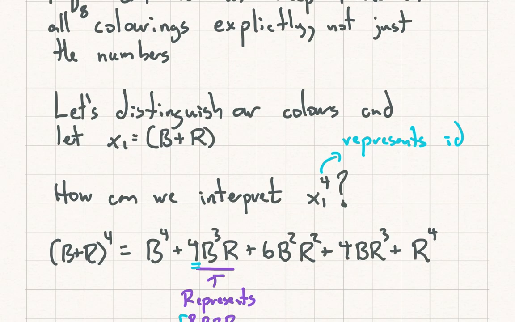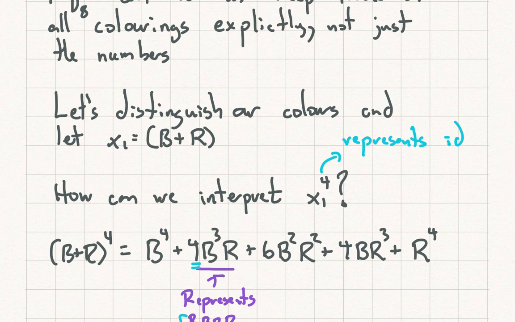And we were working towards doing a little bit better than that. The whole idea was we want to keep track of the colorings themselves and not just the number of colorings. So here, if we set x1 equal to b plus r, we're thinking of this as blue plus red. We saw that if we plug in b plus r into x1, then we get x1 to the 4th is this expression here. And each of these guys represents one coloring that indeed is fixed by the identity.